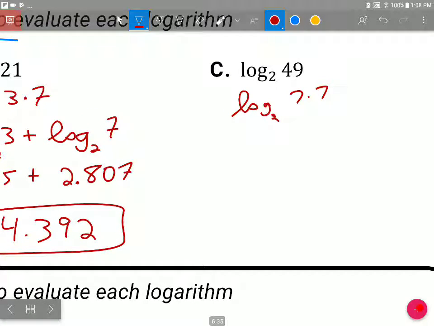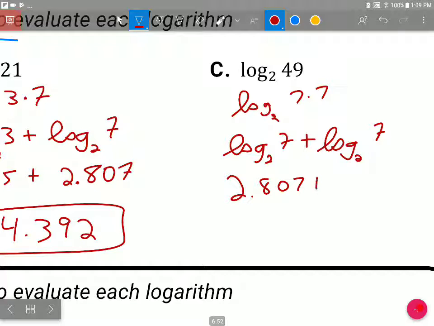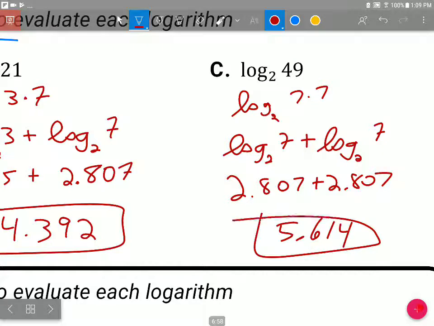Yes, they would both be positive. Log base 2 of 7, because they're both in the numerator. Log base 2 of 7. And in this case, they both equal what? 2.807. 2.807 plus 2.807, which is what? 5.614? Cool.